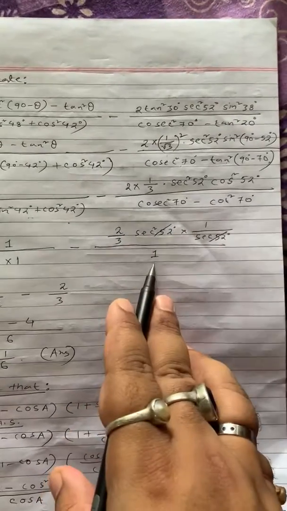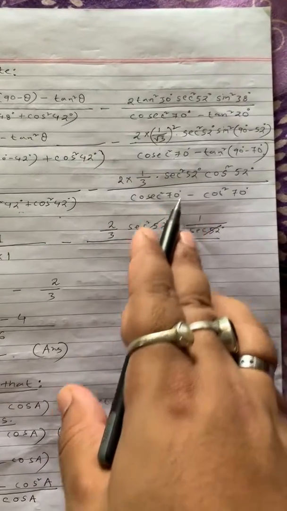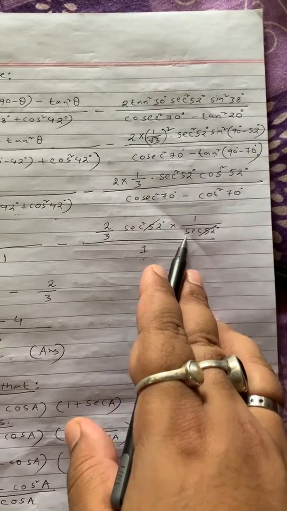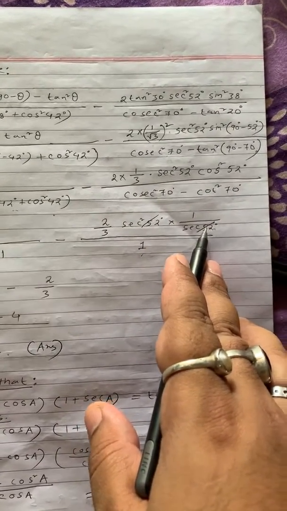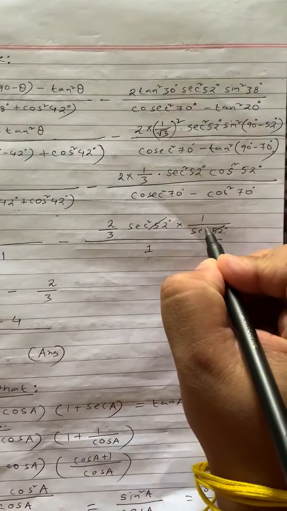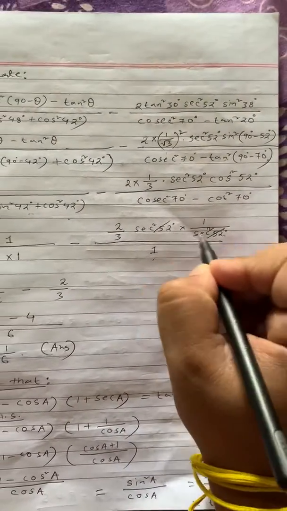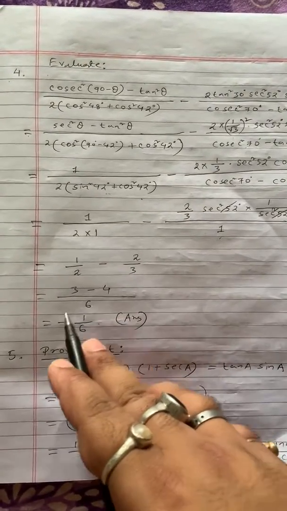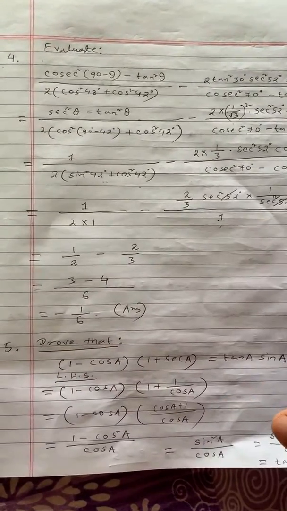So that will give you 1. This is sec square 52 degree, and this is cos square 52. Cos square 52 you can write as 1 by sec square 52. Here it will be a square, so this 2 will get cut. So this is half minus 2 by 3, which will give you minus 1 by 6 as the answer.